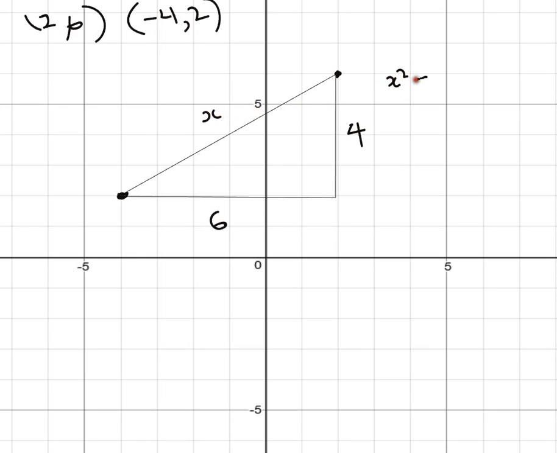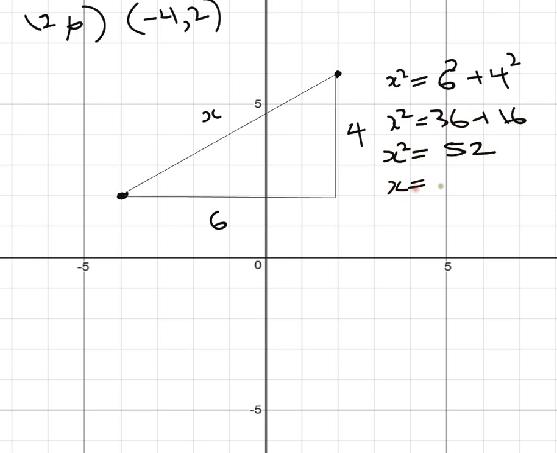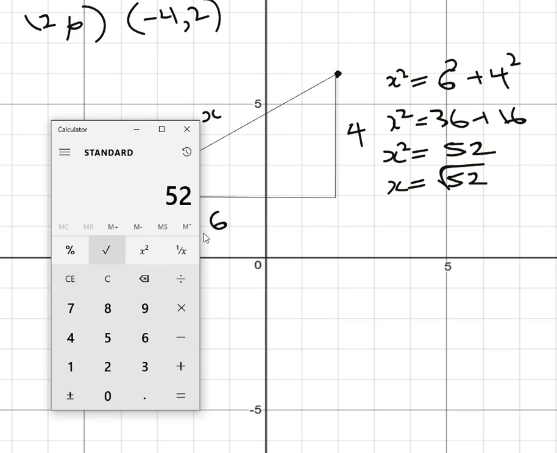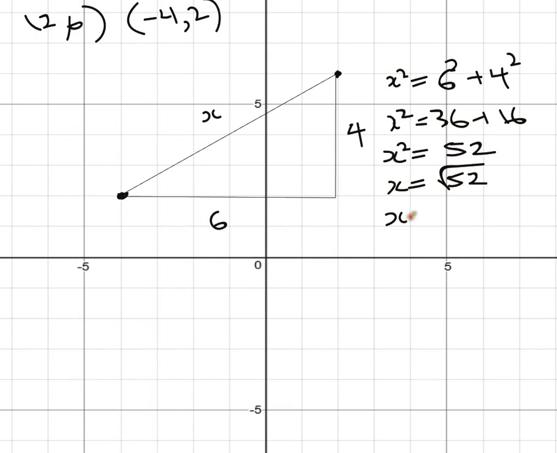So we have x squared equals 6 squared plus 4 squared. X squared equals 36 plus 16. X squared equals 52. X equals the square root of 52. And I don't know what the square root of 52 is, so let's bring up a calculator. 7.2. So that length there is 7.2.